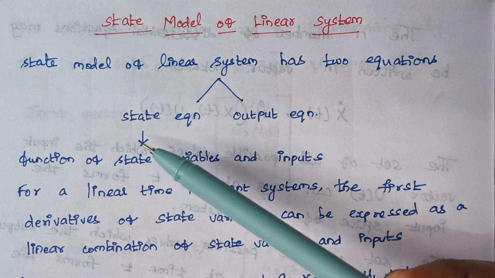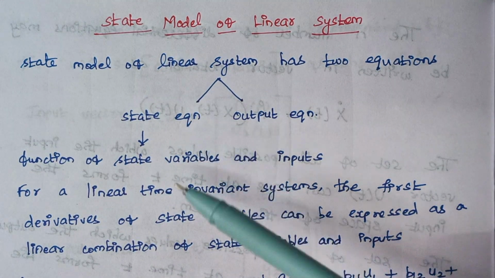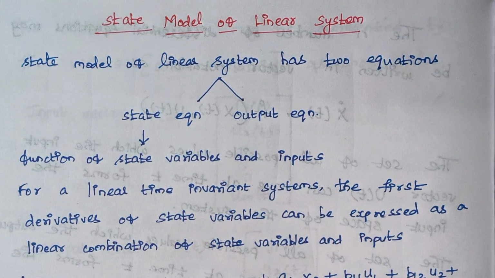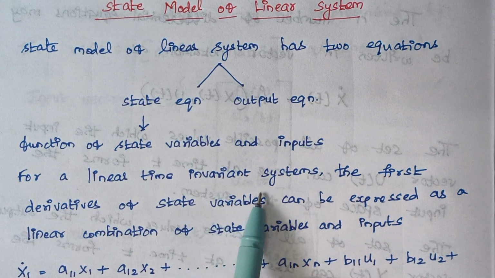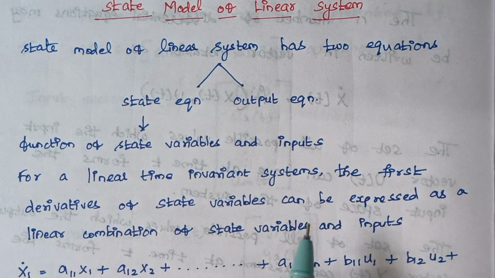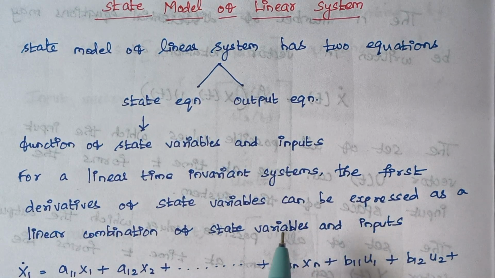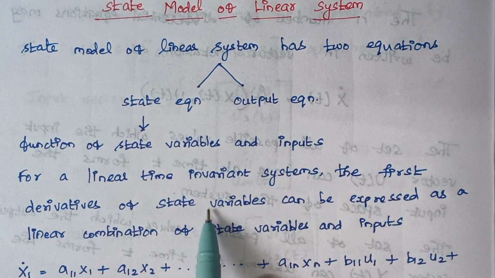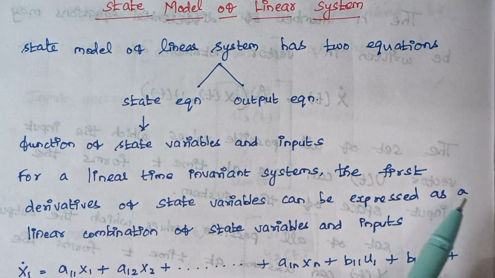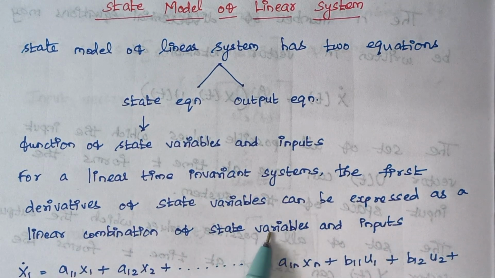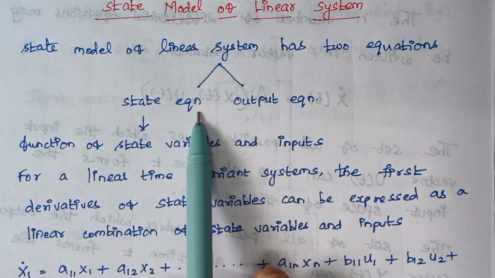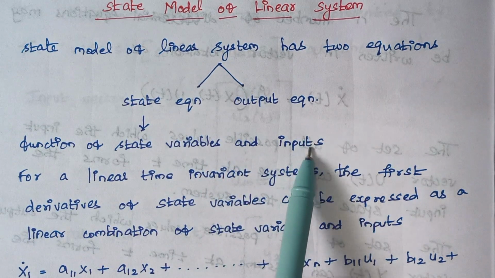So here, the state equation is expressed as a function of state variables and inputs. For a linear time invariant system, the first derivative of the state variable. What do you mean by first derivative? That is, when you differentiate the first time, that is known as the first derivative, right? So the first derivative of the state variable can be expressed as a linear combination of state variables and inputs, because the state equation is expressed as a function of state variables and inputs.